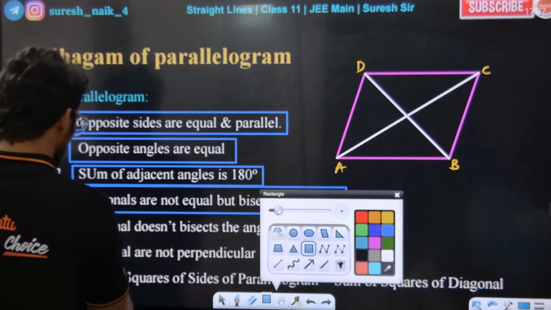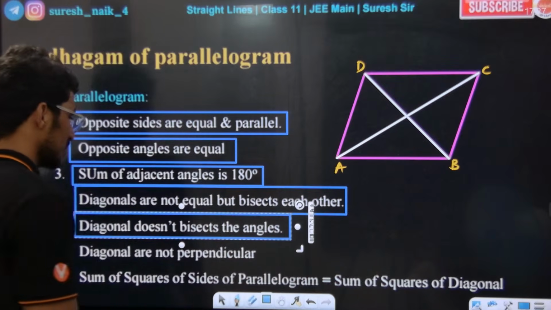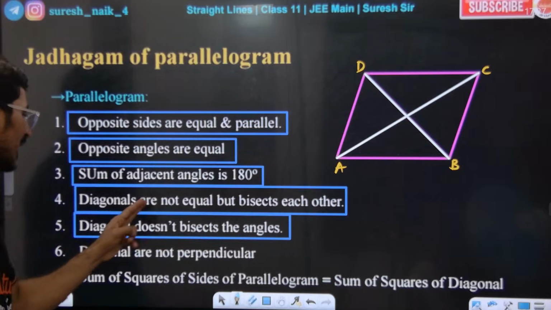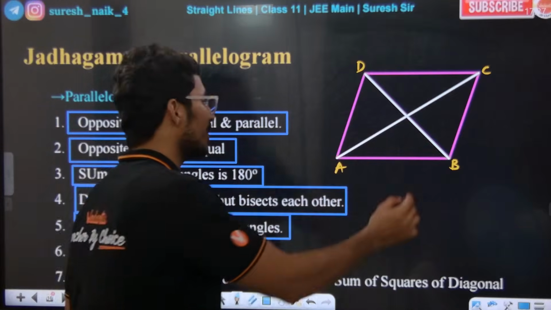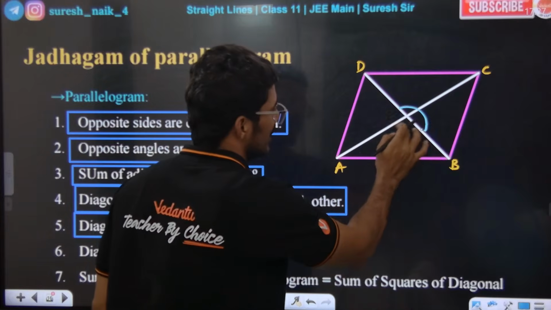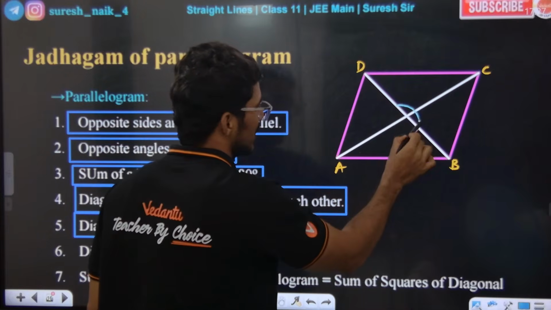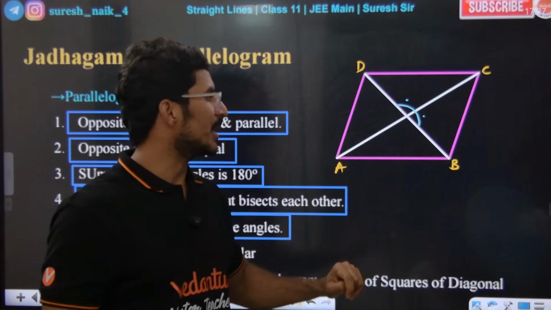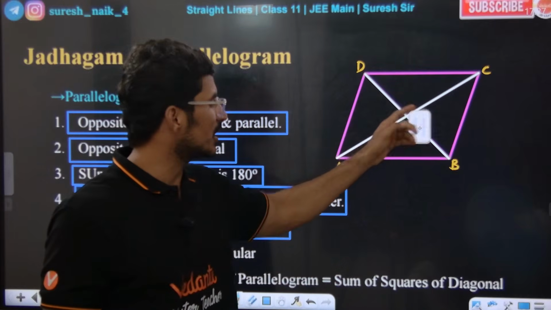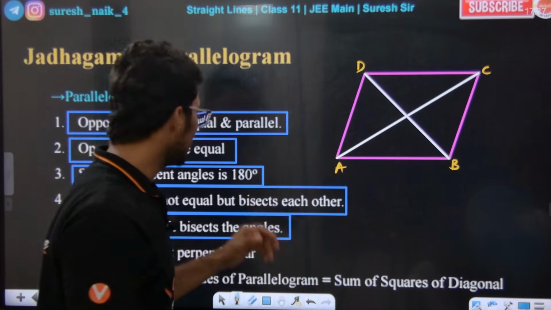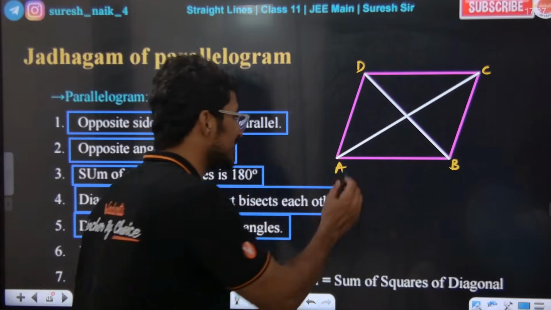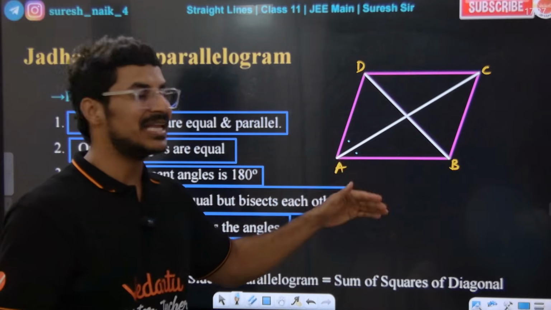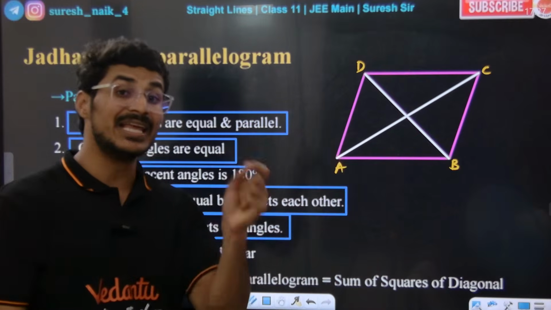Diagonals do not bisect the angles. Sir, what do you mean by this? When you get confused, diagonals are not equal, but they are bisecting each other at the middle. That is for sure. But the diagonal does not bisect the angles, which means this is not equal to this. It will not bisect the angle at the vertex.